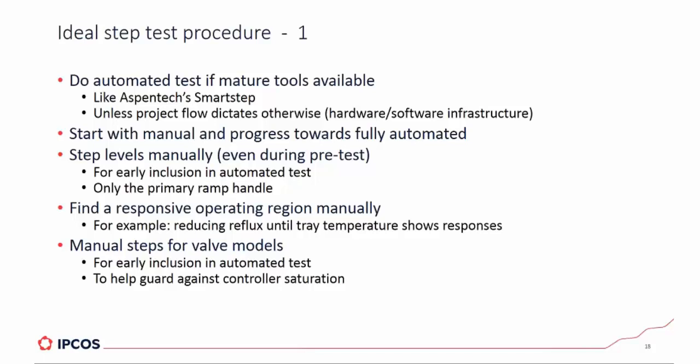I would typically only define a primary ramp handle to be used in the automated test to keep the level in check. That often makes it very much easier.